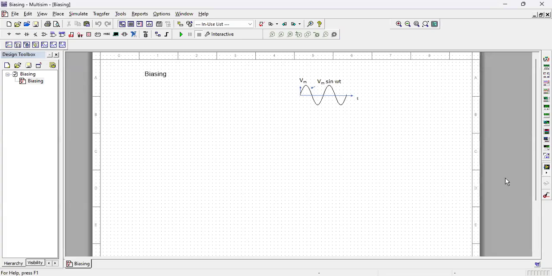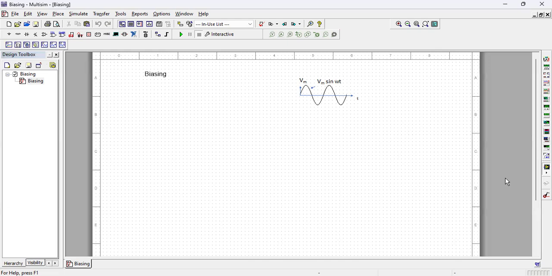Good morning, students. Today we shall discuss the topic of biasing. Yes, this is the very first step of designing a transistor-based circuit. Now, at the very beginning, what we are trying to find out is, what is biasing really? What does this word mean?